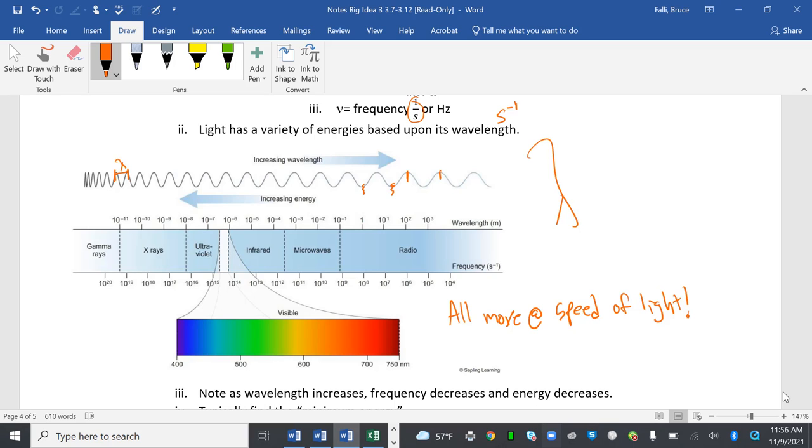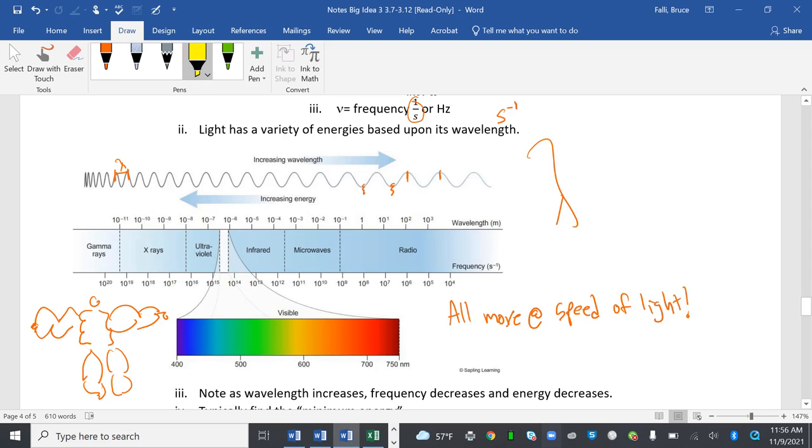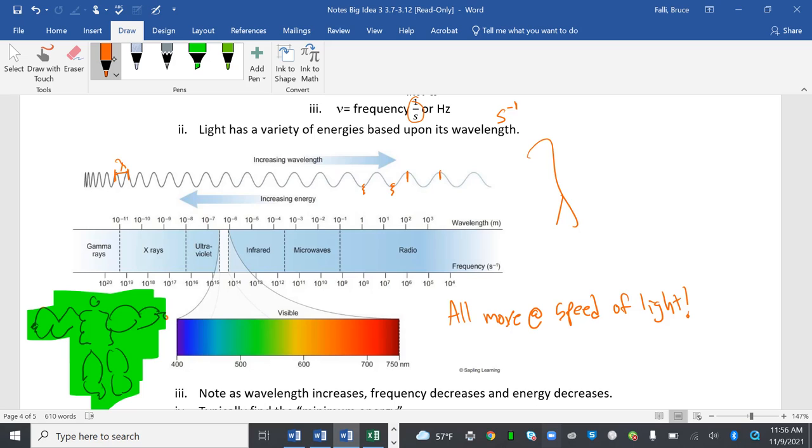So most energetic is gamma rays. Gamma rays, Hulk smash. I don't know why I'm making the Hulk so enormously muscular. I should make him green. Strong Hulk. Hulk strong. Gamma rays. Oh, I should tell you this for those of you who are not the comic book loving fans that I am. Gamma rays are what made the Hulk.